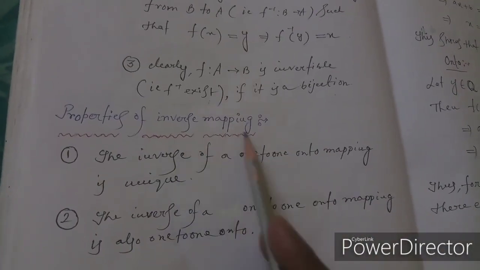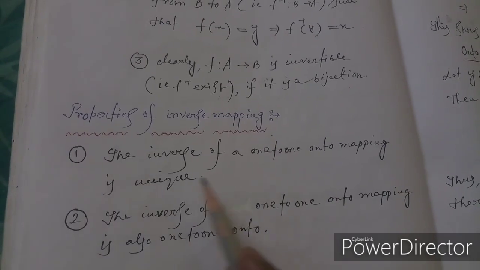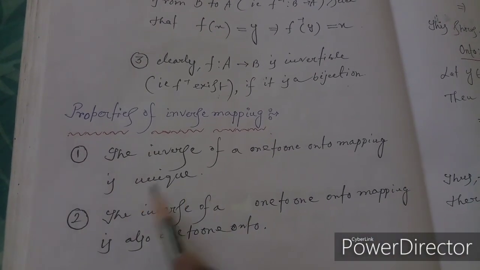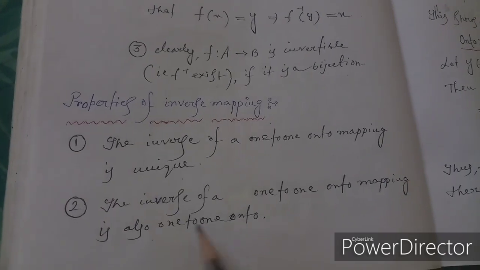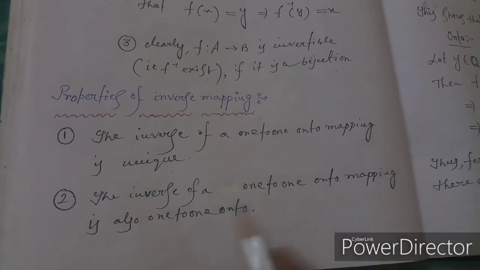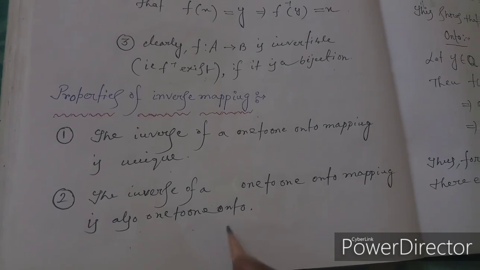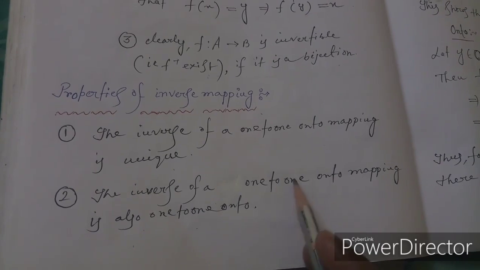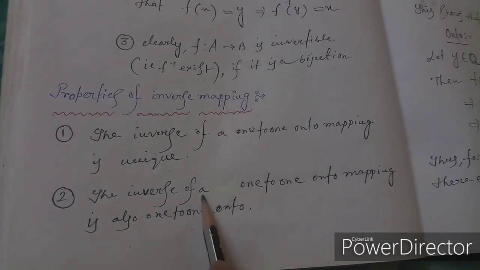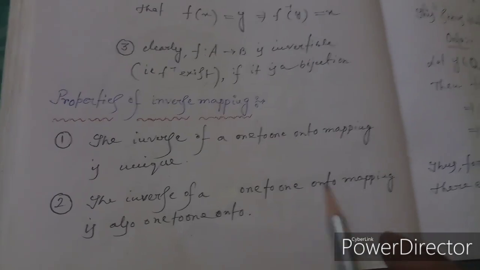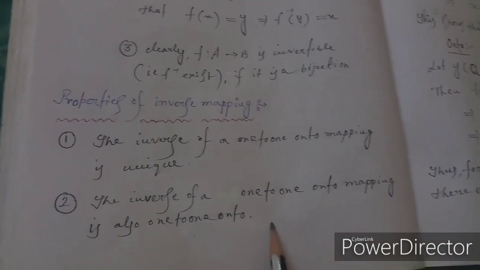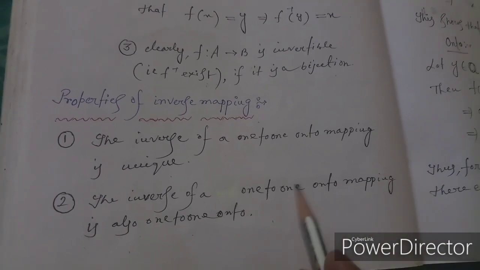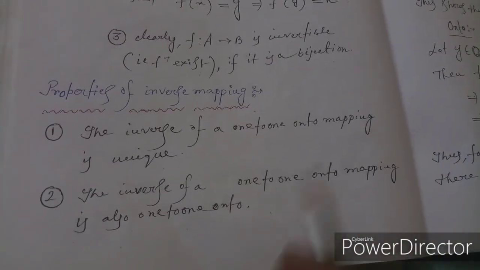Now properties of the invertible mapping. Number 1: the inverse of a 1 to 1 onto mapping is unique. Number 2: the inverse of a 1 to 1 onto mapping is also a 1 to 1 onto mapping, that means bijective mapping. That means if we find the inverse, then f should be bijective, so the inverse should also be bijective. Property 2 says that if f from A to B is bijective, then f inverse from B to A is also bijective.